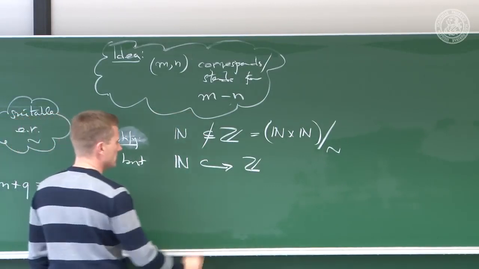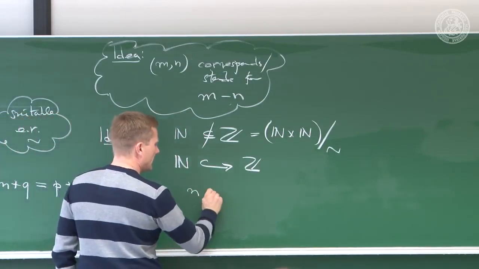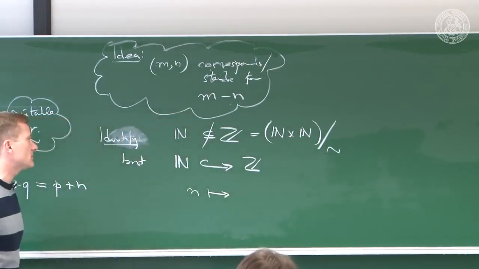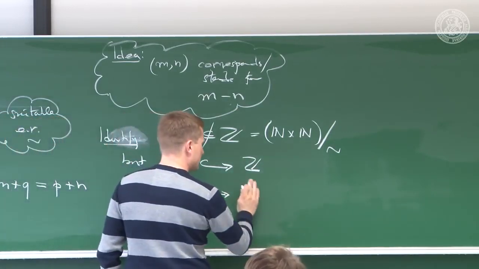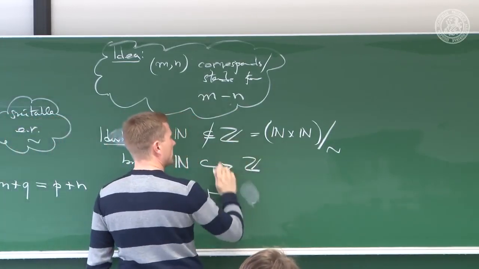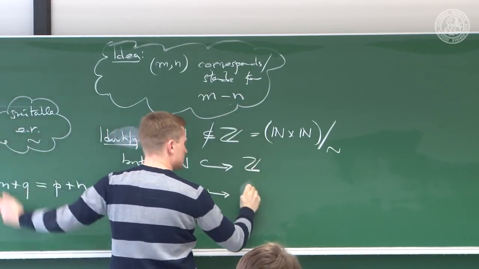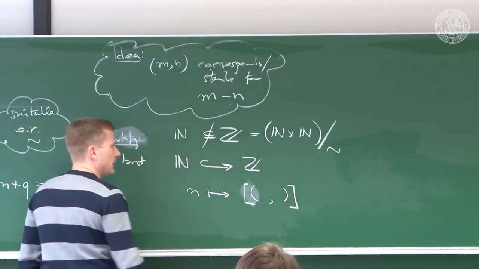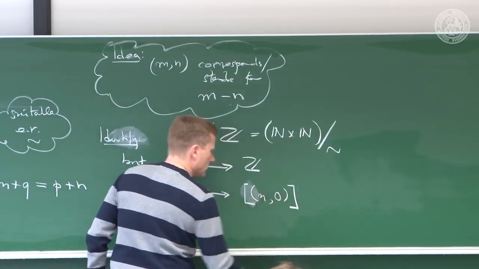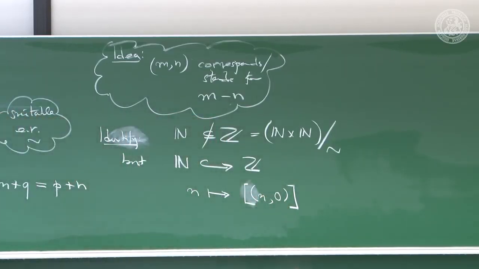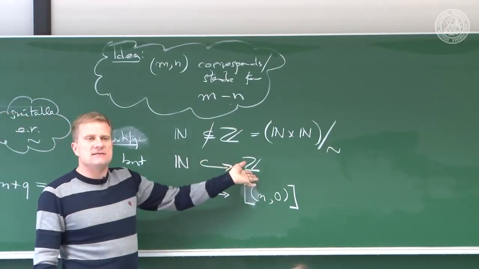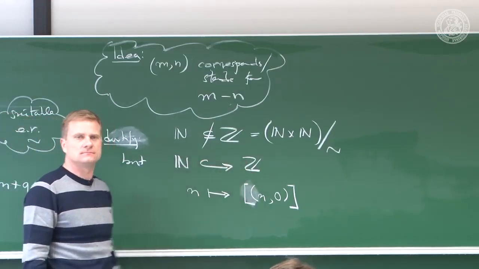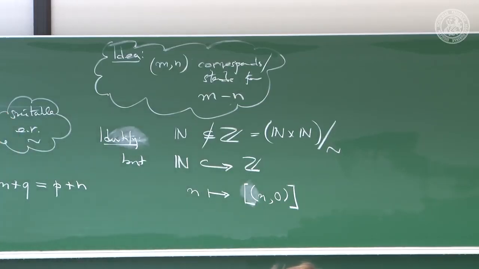But what is true is that you can embed N into Z, according to our definition, by saying, well, an n I had in the natural numbers before, I now identify with an element of Z. The elements of Z are equivalence classes. I identify this with the equivalence class of which pair? Well, of the pair (n, 0). And in this sense, it lies in there.